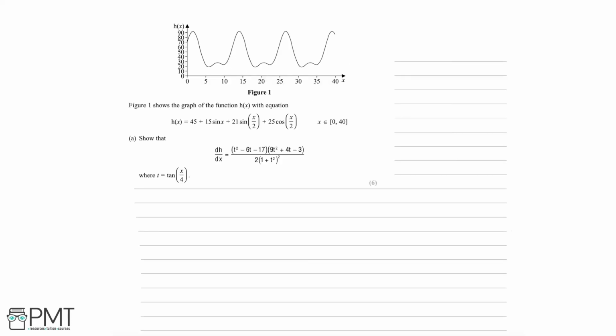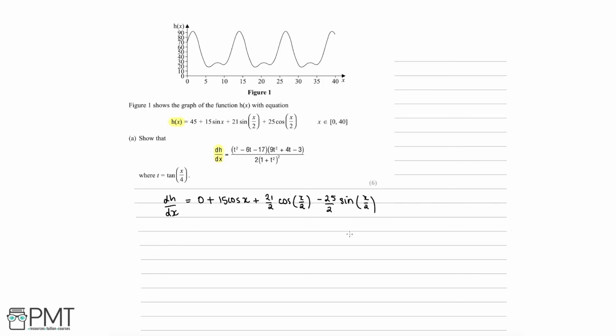Well, seeing that in part A we want to find the derivative of h of x, let's first differentiate h of x in order to get dh by dx. Well, the derivative of 45 will be 0, so dh by dx will be equal to 0 plus the derivative of 15 sine x, which is 15 cos x, plus the derivative of 21 sine x over 2, which is 21 over 2 cos x over 2, plus the derivative of 25 cos x over 2, which is minus 25 over 2 sine x over 2.